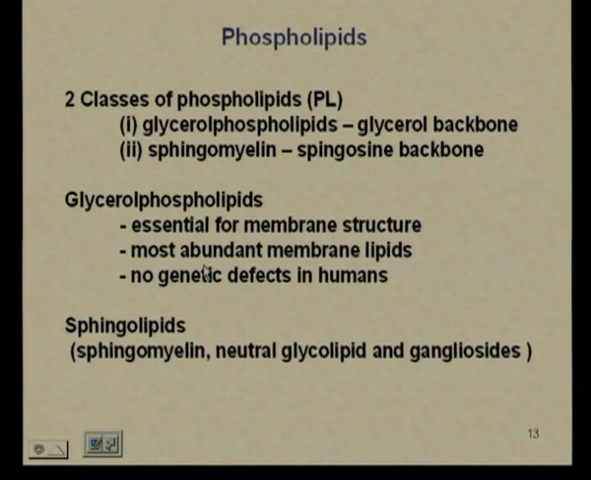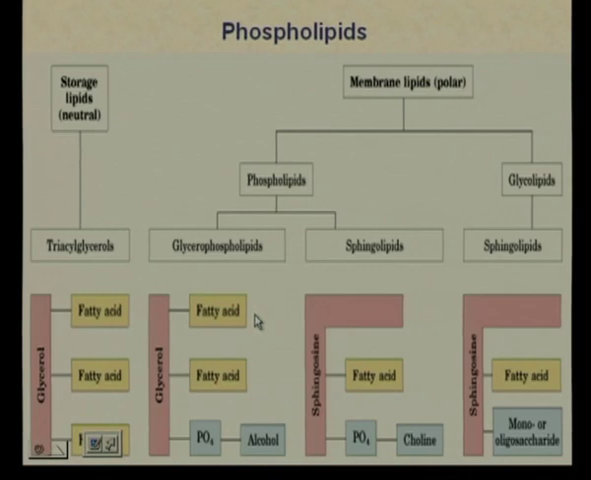Now, what is essential about these? They are extremely important for membrane structure. They are found in membrane lipids, okay? And we will see what these structures actually are. So, what we need to know is there are 2 types of phospholipids and they are essential for the membrane structure and they are found in membrane lipids.